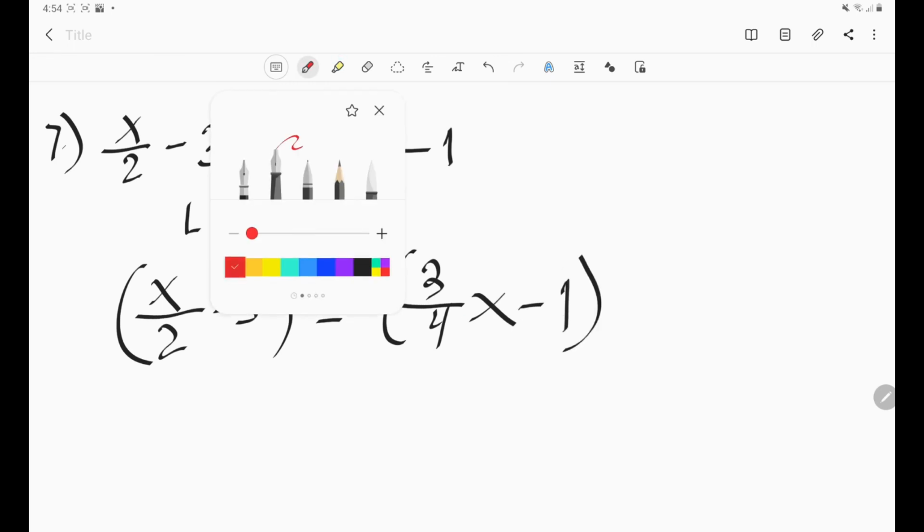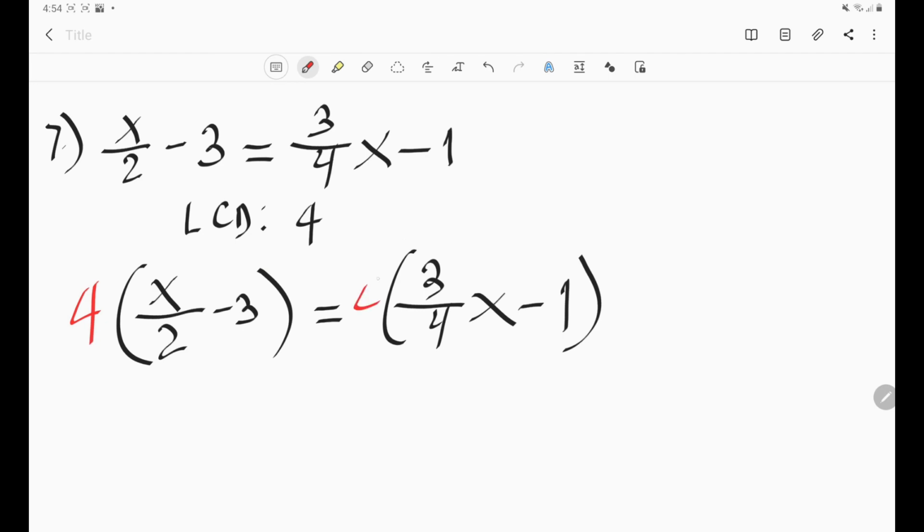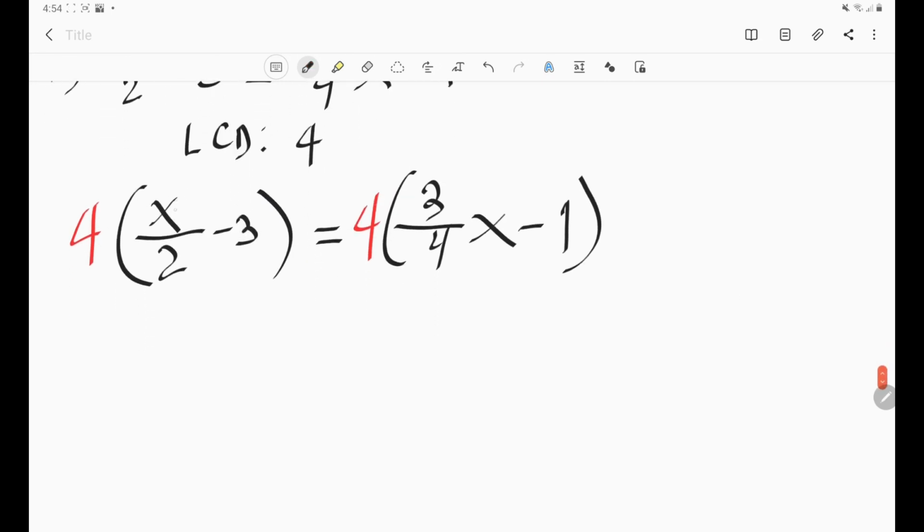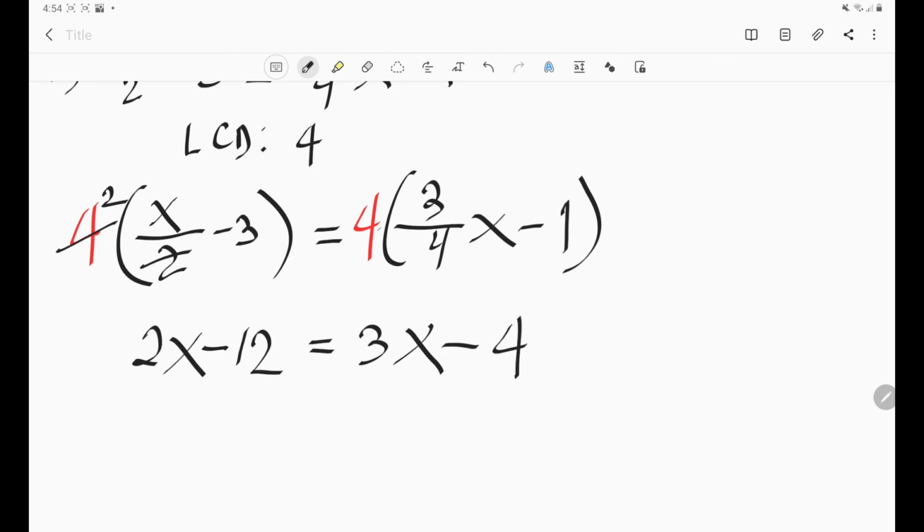And then multiply both sides of the equation by 4, or the least common denominator. So from here, 4 times x over 2 is 2x, because 4 divided by 2 is 2. And then 4 times negative 3 is negative 12. And then 4 times 3/4 x is equal to 3x. And then 4 times negative 1 is negative 4. So we have 2x minus 12 equals 3x minus 4.